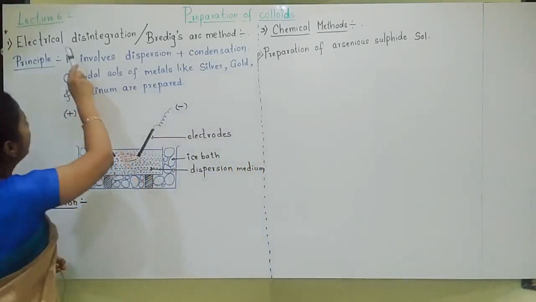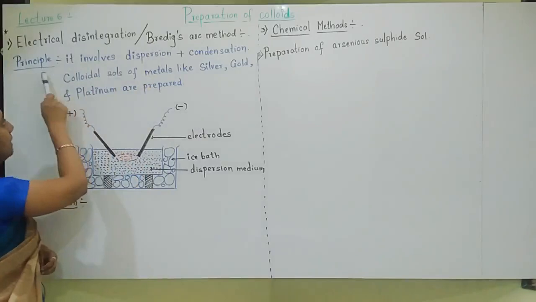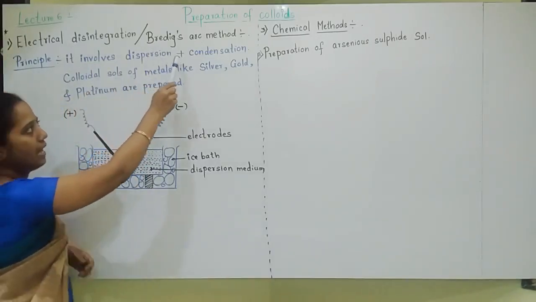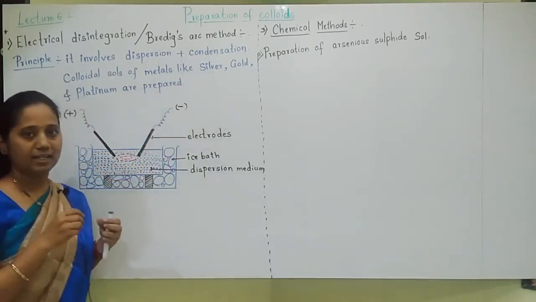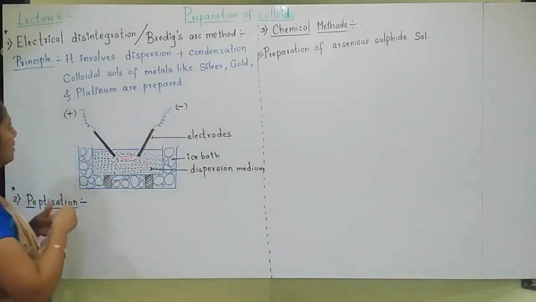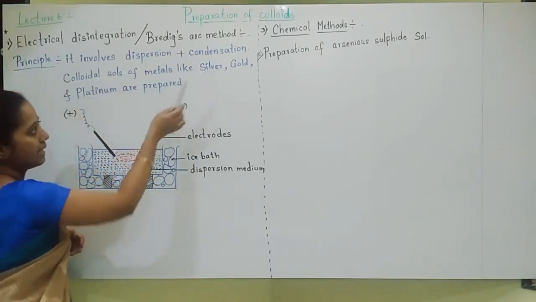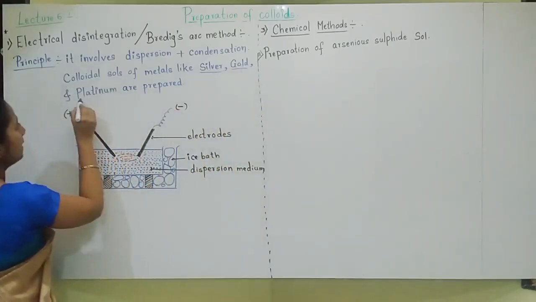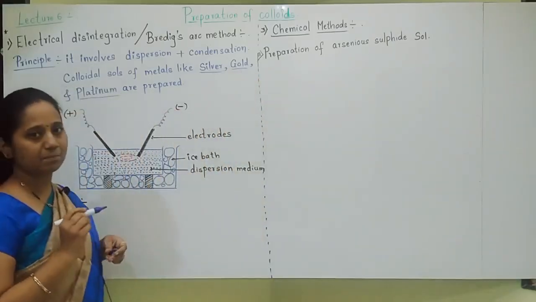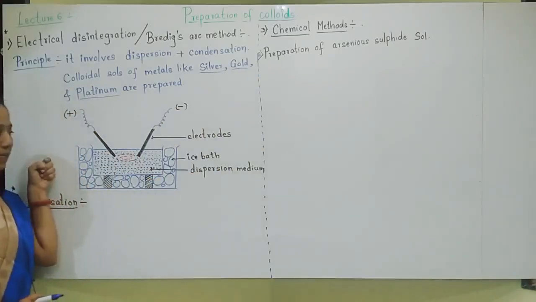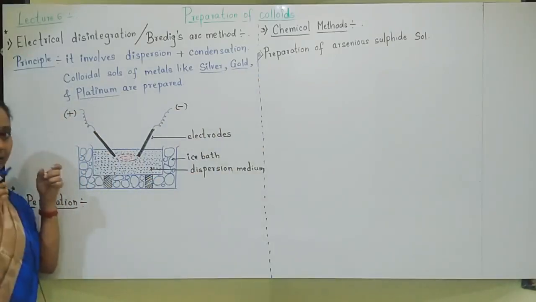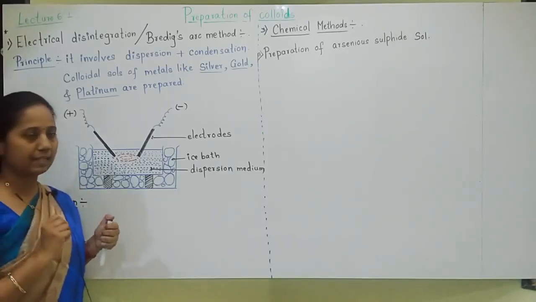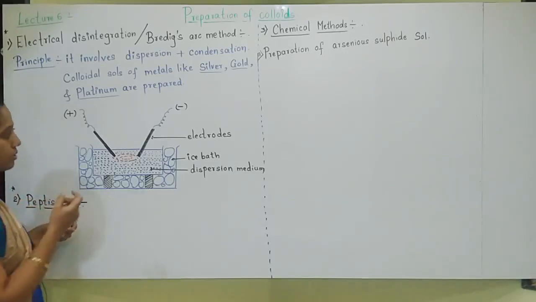See here students, Bredig's arc method. The principle I have written, and as it is, you should write it. It involves dispersion as well as condensation. Dispersion takes place, condensation also takes place. Which metals? Silver, gold and platinum are prepared by this method. The diagram is drawn here. Just look at the diagram and understand the procedure. I have not written the procedure. You should listen and write the procedure while making your notes.